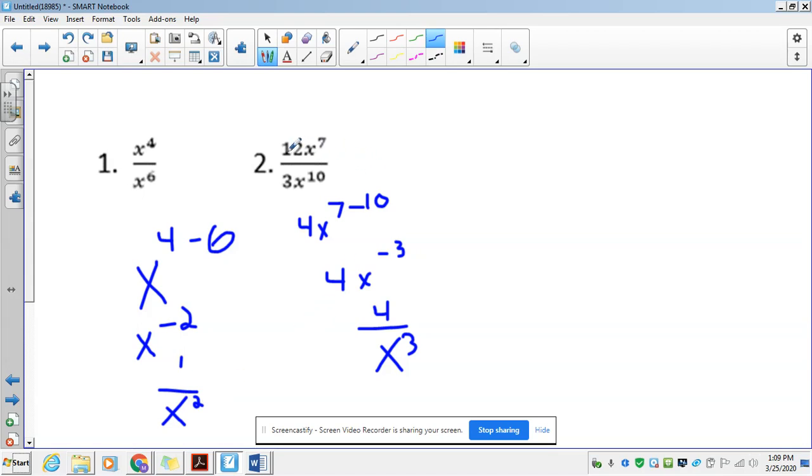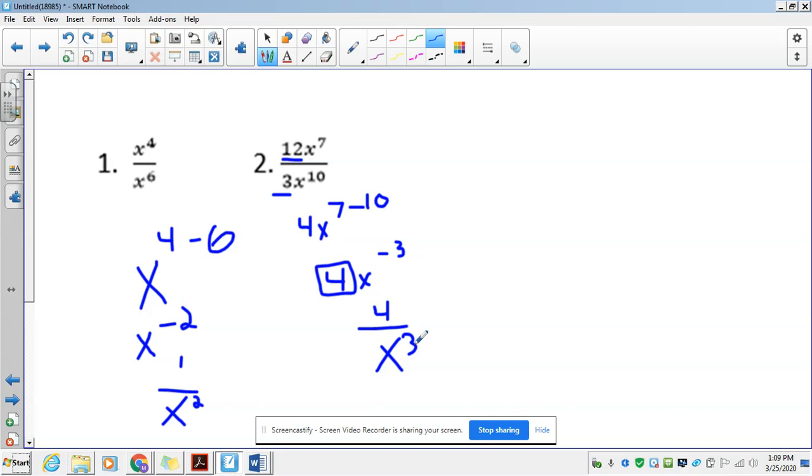Here, you would first have to divide your coefficients. These are not your base, not your exponent numbers out in front. So you have 12 divided by 3, which is 4. And then 7 minus 10 for the exponent. And you get negative 3. Notice the 4 is by itself. It is positive. There is nothing on it. Therefore, it's going to stay in the numerator. I don't have to move it. It's not negative. I'm going to move the x to the negative 3 to the denominator so that way I can make that positive. Therefore, this would be 4 over x to the third.